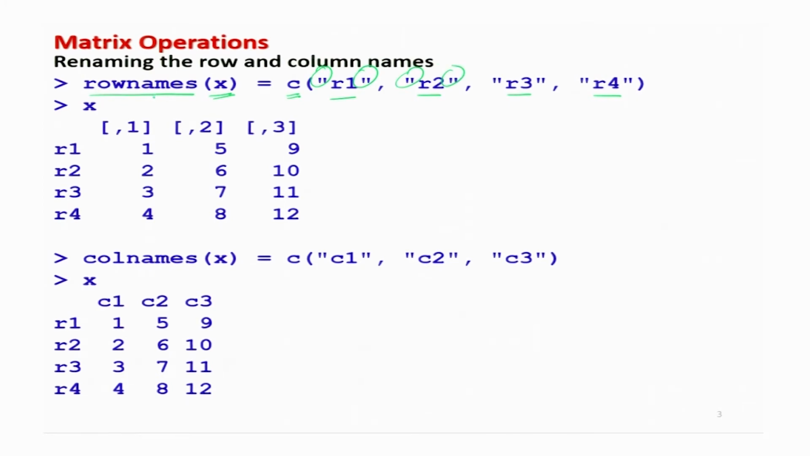I want to change the names of the rows in the matrix X with these names, and if you operate it, it will change it. For example, now if you look at this outcome, you can see here this is now changed.